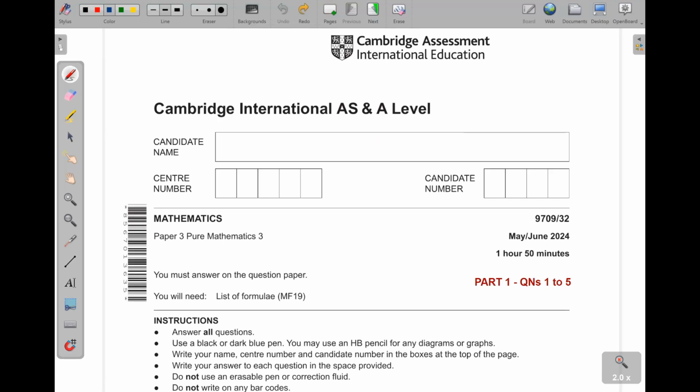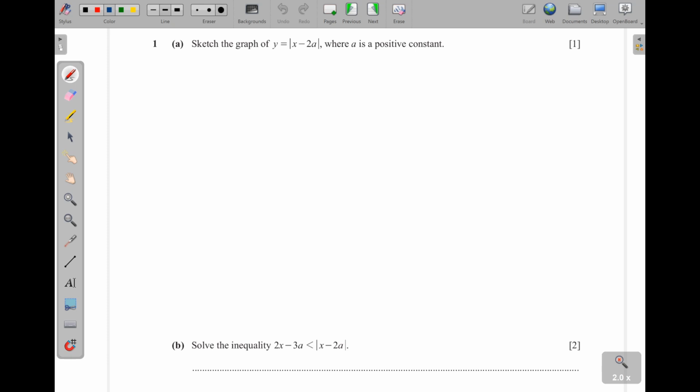This is Teacher Simon taking you through Cambridge International AS and A-Level Pure Mathematics 3 for Paper 3-2 May-June 2024. And this is part 1 for questions 1 to 5. Question 1 is coming from modulus functions.